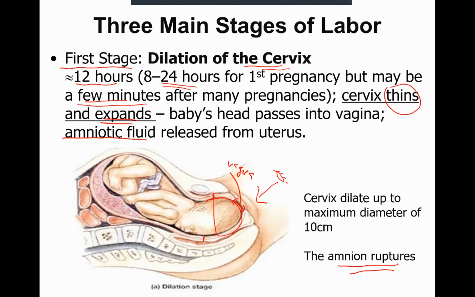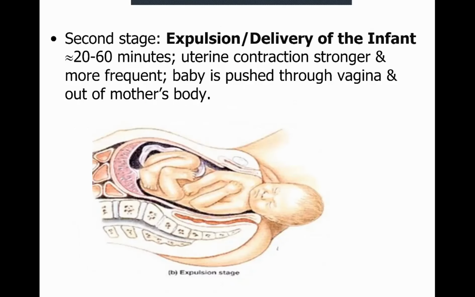So as the cervix dilated, dah masuk 10 cm, then we go to the next stage, which is expulsion or delivery of infant. So ni cervix tadi. Right, this is vagina. So you can see what happened. Right, okay. So the delivery of infant takes around 20 to 60 minutes, right? Where uterine contraction becomes stronger, uterus contracts, right? And becomes more frequent. Makin kerap dia punya contraction. And then the baby will be pushed through the vagina and then out of the mother's body. Okay, right.